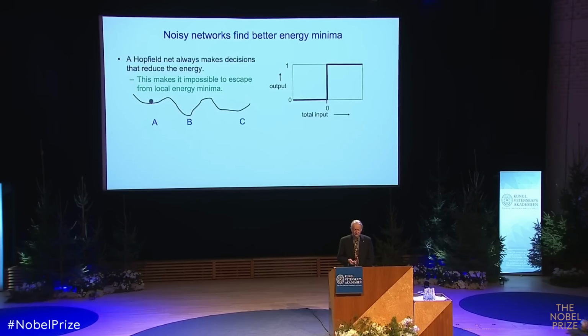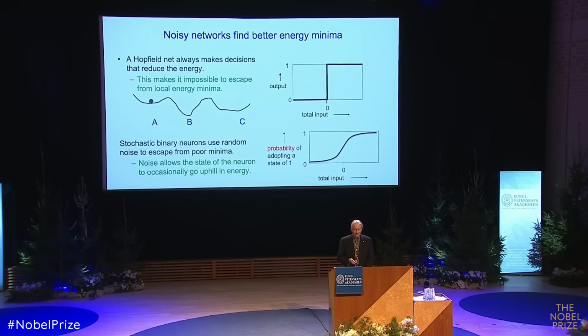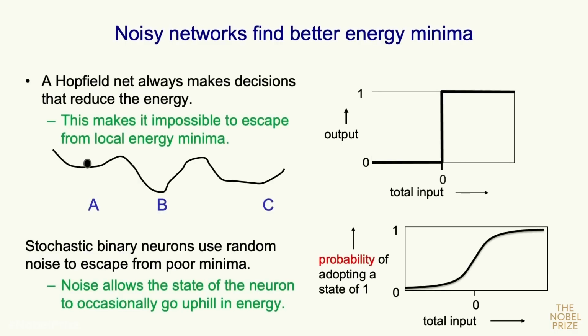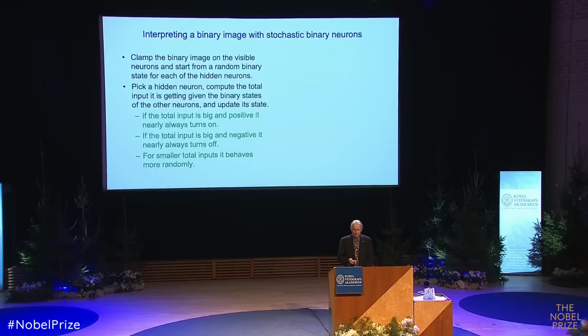in energy. And the solution to that is to have noisy neurons, stochastic binary neurons. They still only have binary states. Their states are either 1 or 0, but they're probabilistic. If they get a big positive input, they almost always turn on. With a big negative input, they almost always turn off. But if the input is soft, if it's somewhere near zero, then they behave probabilistically. If it's positive, they usually turn on, but occasionally turn off. And if it's a small negative input, they usually turn off, but occasionally turn on. But they don't have real values. They're always binary, but they make just these probabilistic decisions.